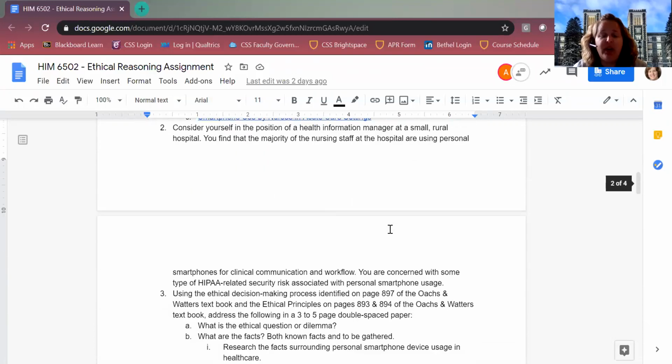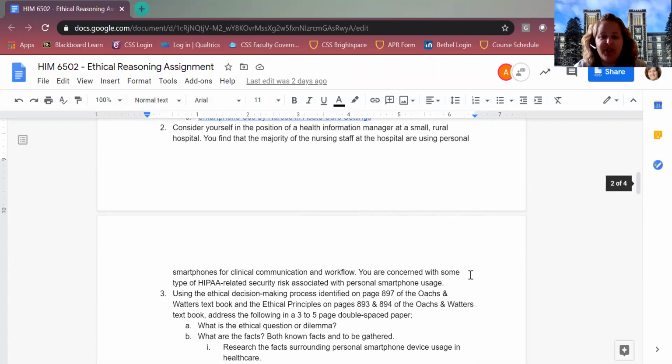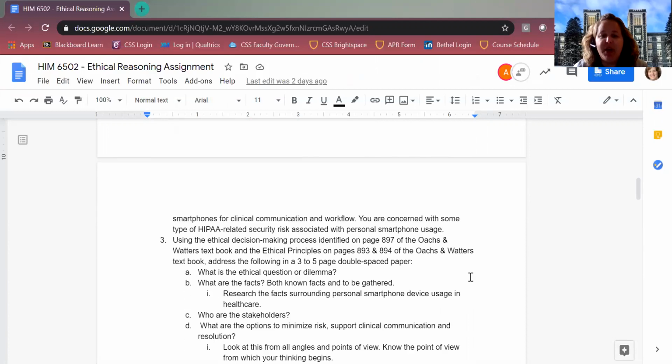Here, number 2, is the scenario that you're in as a health information manager. You're working at a small rural hospital. The majority of the nursing staff at the hospital are using personal smartphones for clinical communication and workflow, and you're concerned with some type of HIPAA-related security risk associated with personal smartphone usage, okay?